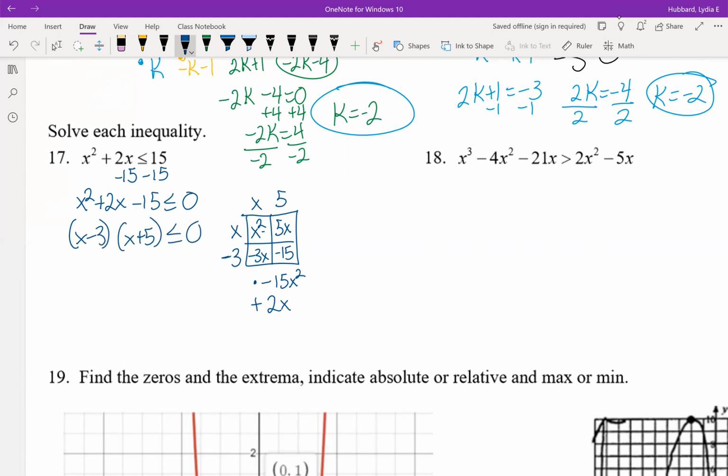From there, we need to figure out what our zeros would be. So the way we do that is actually by setting these equal to 0 and solving. So one of our zeros is going to be a positive 3.